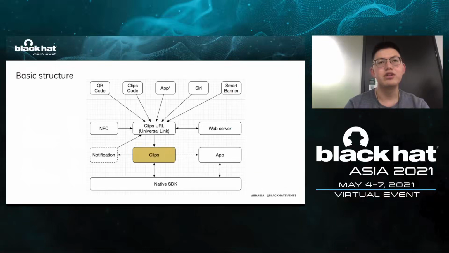And this is the basic structure of app clips. When you come in through the entrances just introduced, the clip will go to the web service to verify the validity of the link. If the link is legal, then it opens the clip, and the clip can exchange data with the full app through the native SDK.